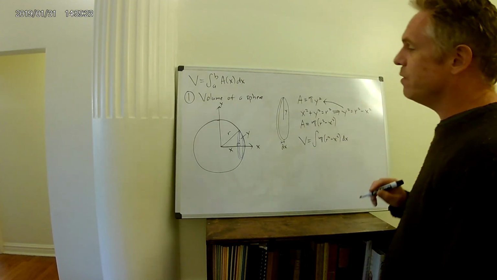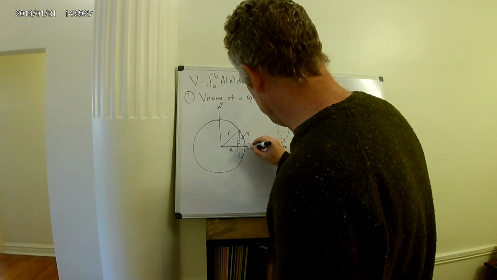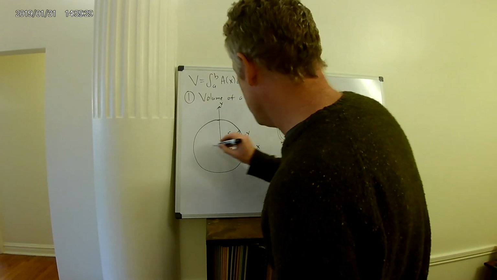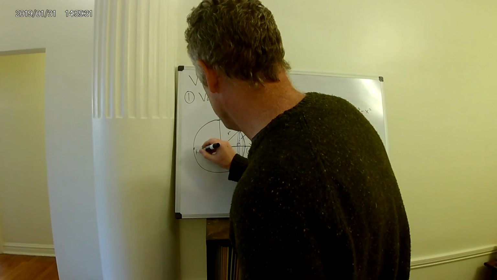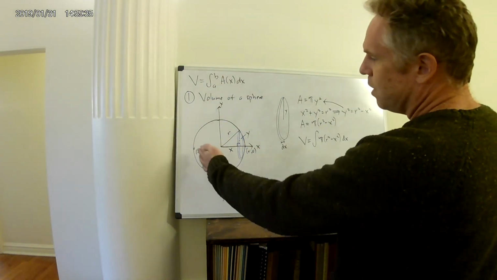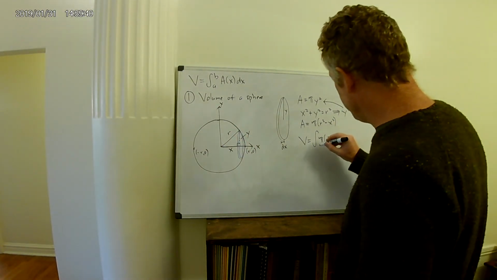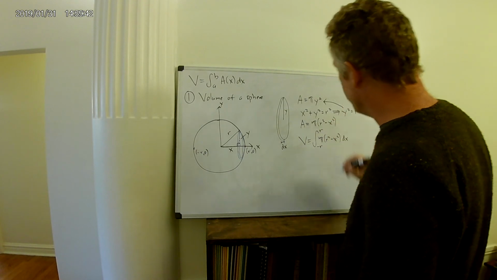Now what are the limits of integration here? Well, this point right here is equal to r comma 0. This point over here is minus r comma 0, right? The sphere extends plus or minus r along the x-axis. So our limits of integration are minus r to r.